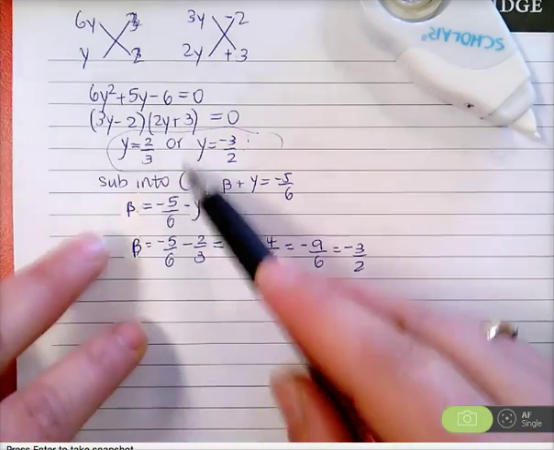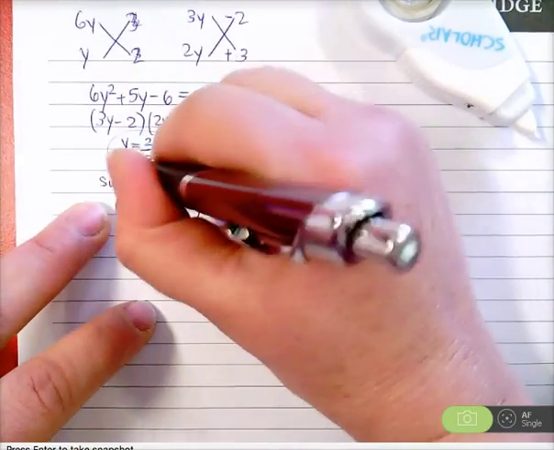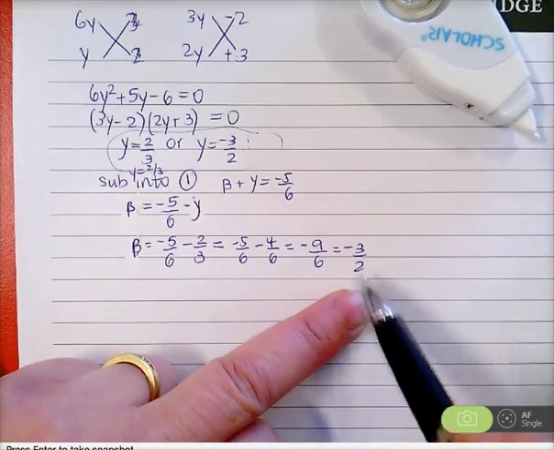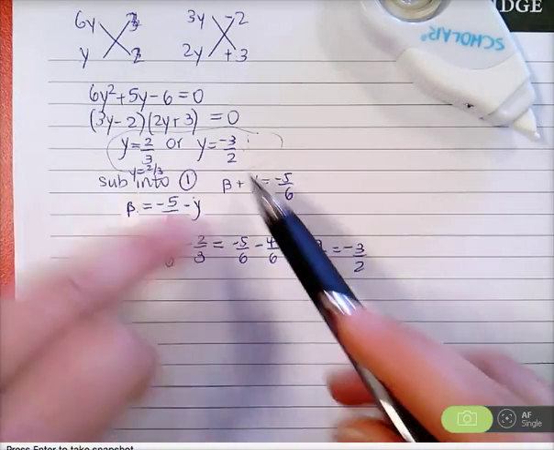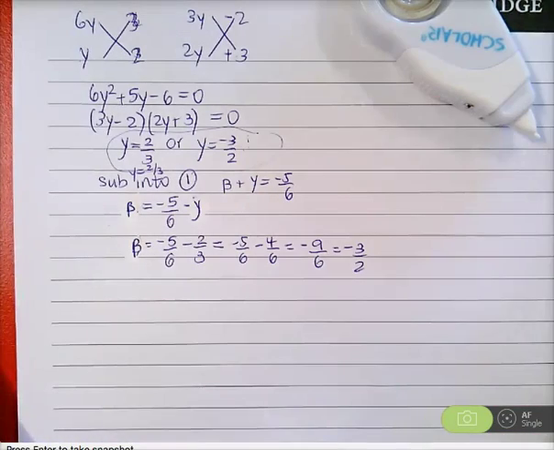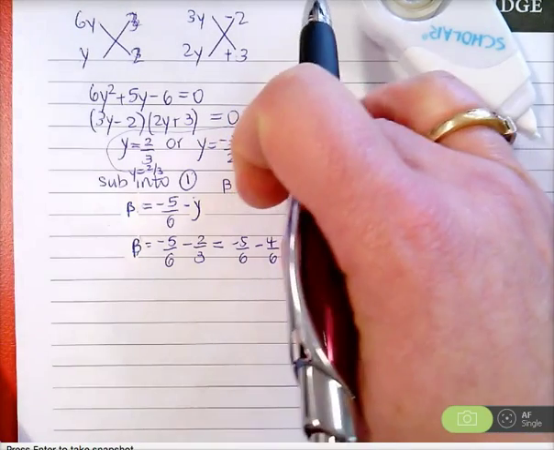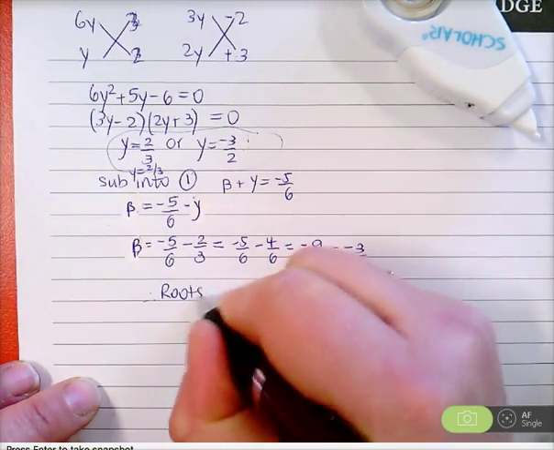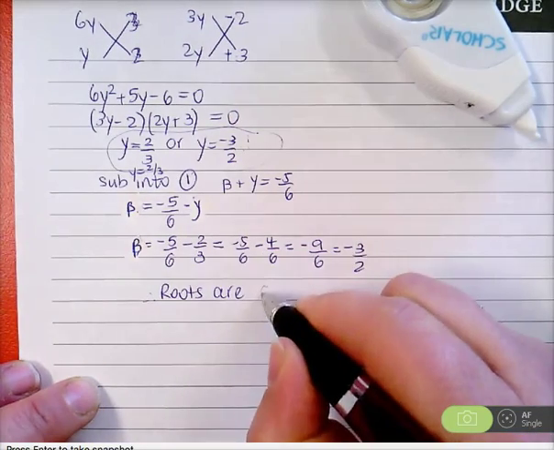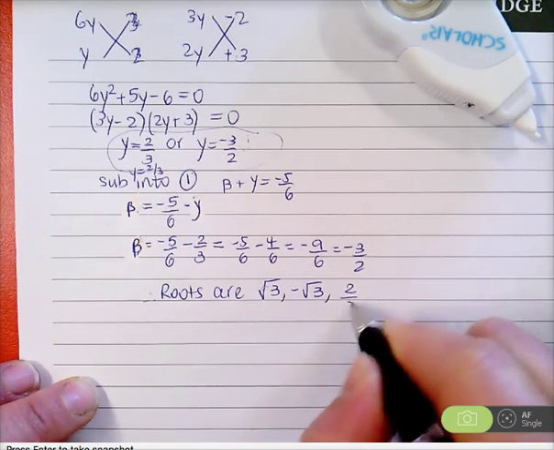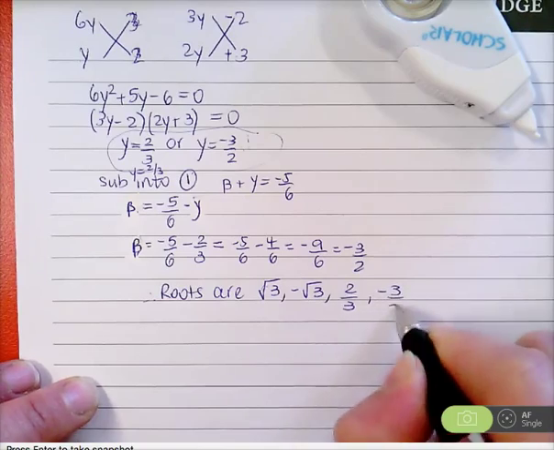All right? But we just did that. We substituted gamma is 2/3 into 1 and we got the beta result. So if I substitute gamma is negative 3 on 2, I'll get the other one. So that's just the same as what I had up there as the other one. So therefore, the roots are positive root 3, negative root 3, 2/3, and negative 3 on 2.